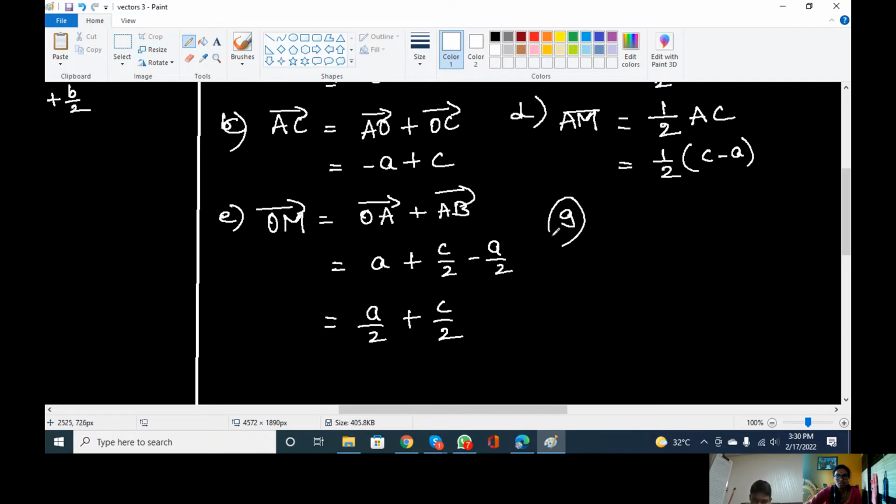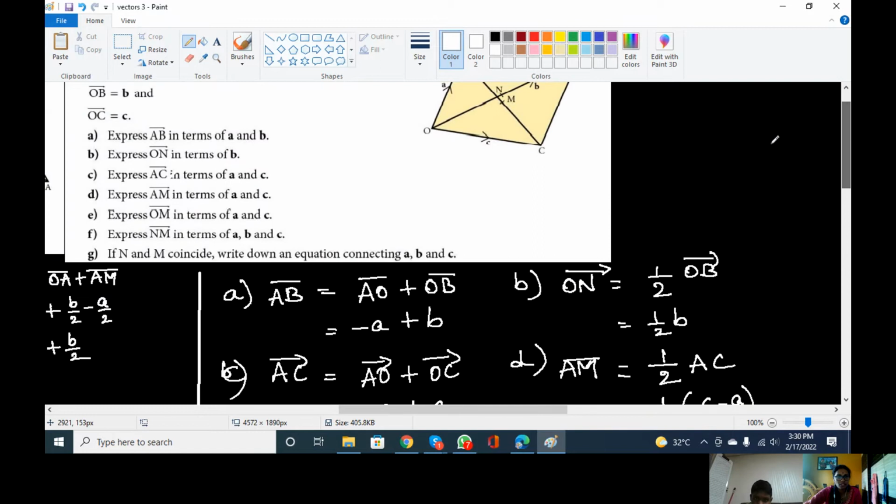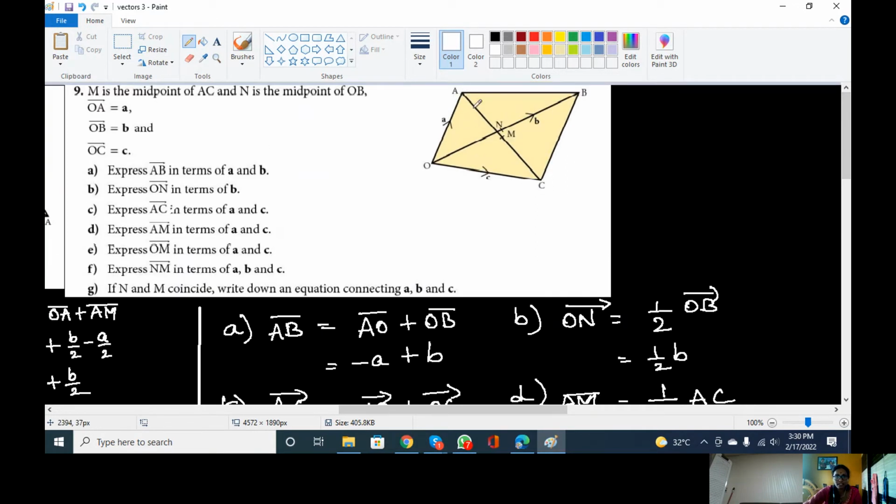Let's do the G bit here. G. If N and M coincide, write down an equation connecting A, B and C. N and M are coinciding. These two are meeting at a point. So write the connection between A, B and C. We can write, see, if these both are meeting at a point and this is simply B vector, O to B is a B vector. So we can write A plus C is equal to B.